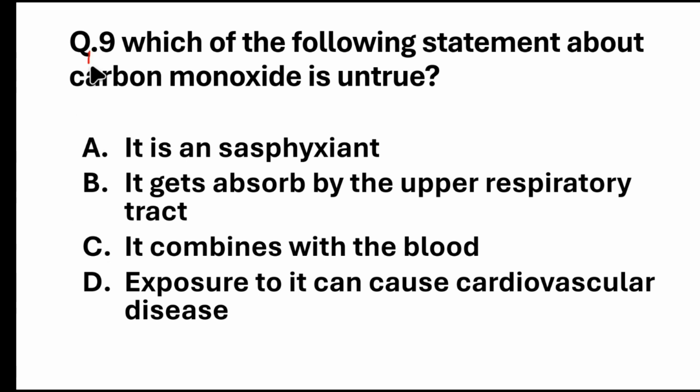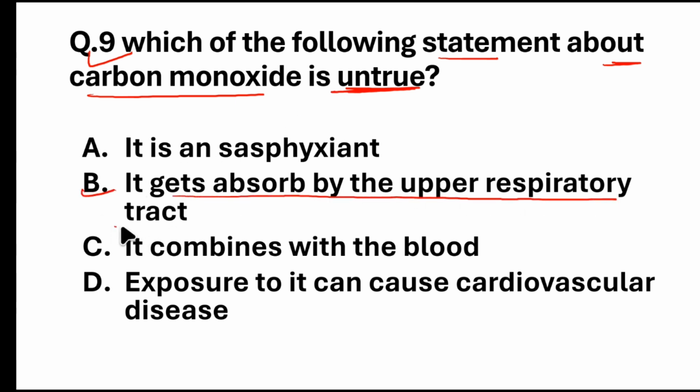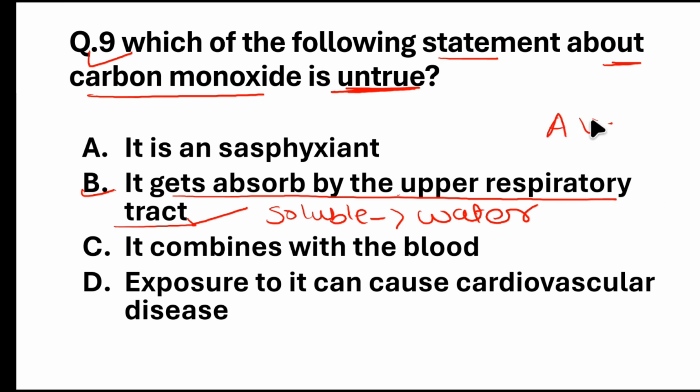Question number 9. Which of the following statements about carbon monoxide is untrue? Answer is option B. It gets absorbed by the upper respiratory tract. Carbon monoxide does not get absorbed by the upper respiratory tract. It is because it is not very soluble in water and it manages to reach the far alveoli, where it diffuses into the blood.